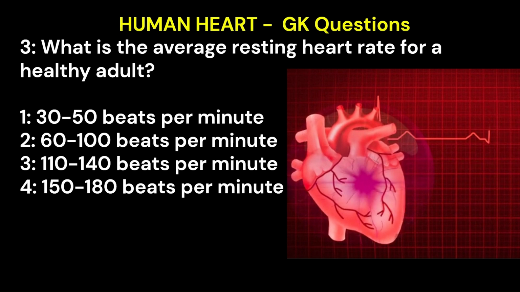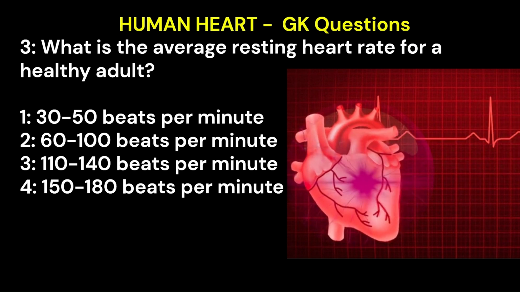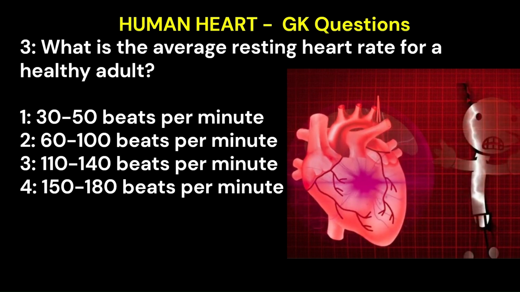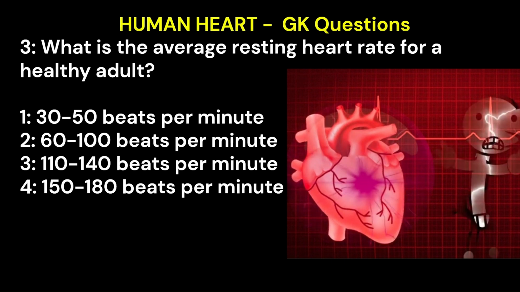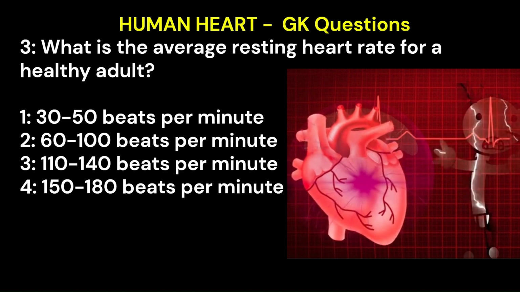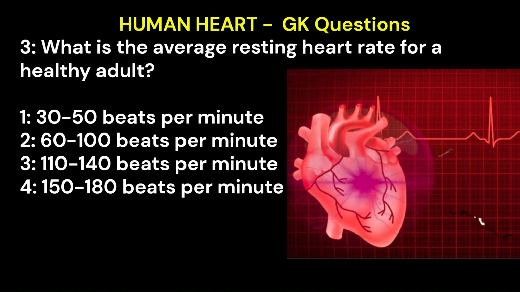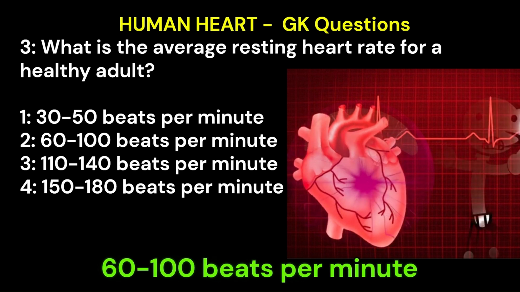Question number 3. What is the average resting heart rate for a healthy adult? The options are Option 1, 30 to 50 beats per minute; Option 2, 60 to 100 beats per minute; Option 3, 110 to 140 beats per minute; Option 4, 150 to 180 beats per minute. The correct answer is 60 to 100 beats per minute.